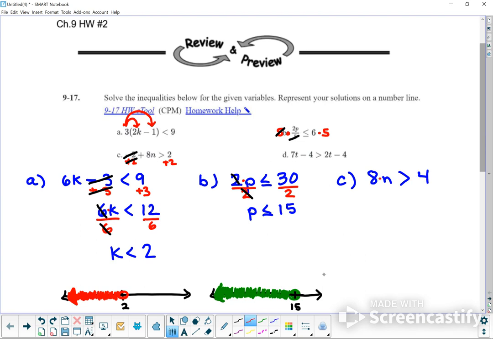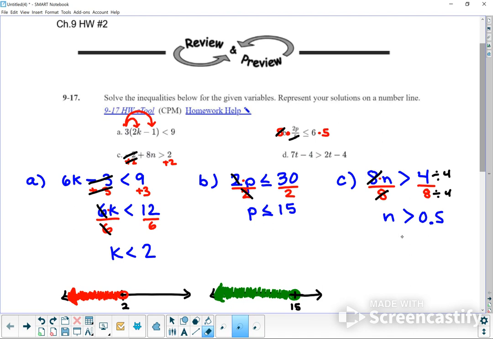8 times n, the opposite of times 8 is going to be division by 8. So that inverse operation is going to allow you to cancel and have an n left over. It's greater than 4 divided by 8. If you use a calculator, you get 0.5. But if you use reducing, you can divide both 4 and 8 by 4. You get 4 divided by 4 on top of the fraction, which is 1, and 8 divided by 4 on the bottom, which would be 2.